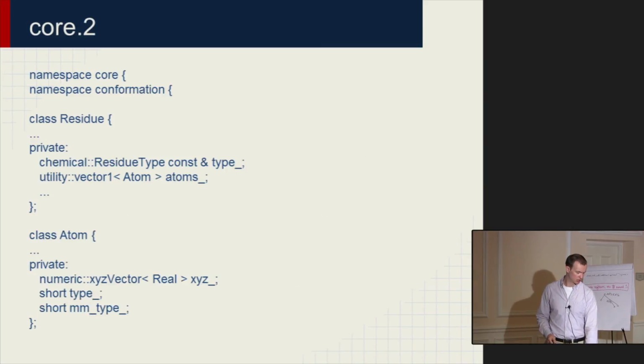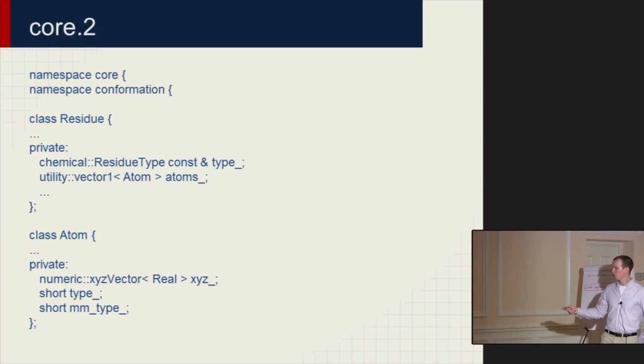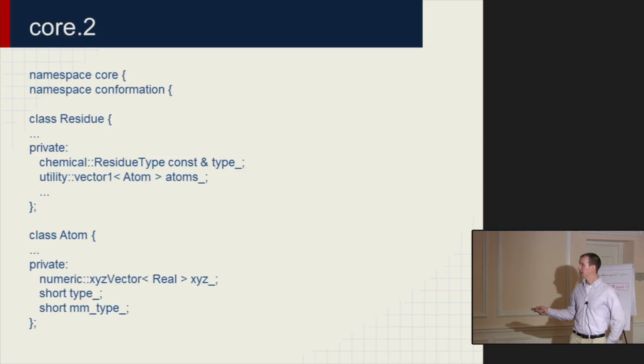Okay, so the conformation layer is mostly seen through class residue. There's a class atom I'll mention just a little bit about. In the conformation layer, in particular, the residue class has a constant reference back to its type. So an instance of an alanine would have a reference to the residue type alanine. And that way, it can answer how many hydrogen bond donor and acceptor atoms it has without having to represent that data itself.